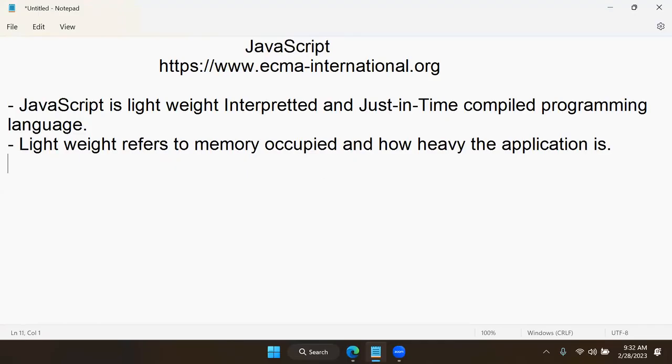Next important one is interpreted. What does interpreted mean? If you have any idea of programming languages, what does interpreted mean?